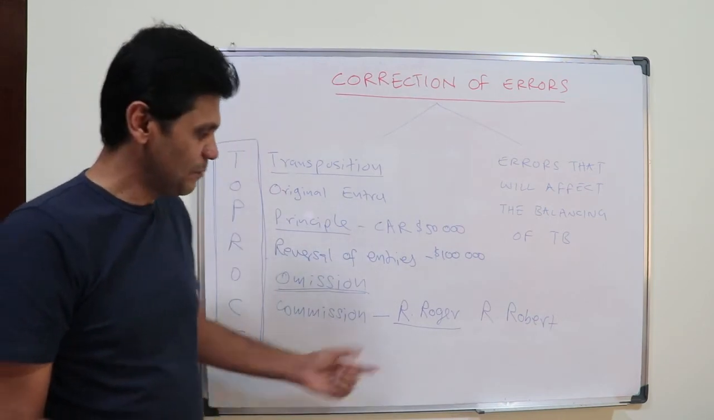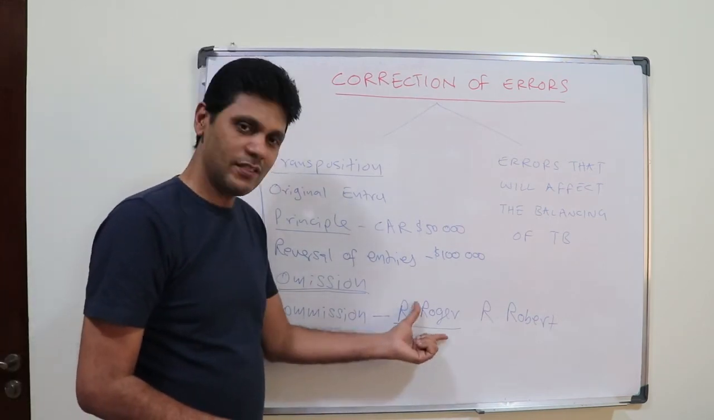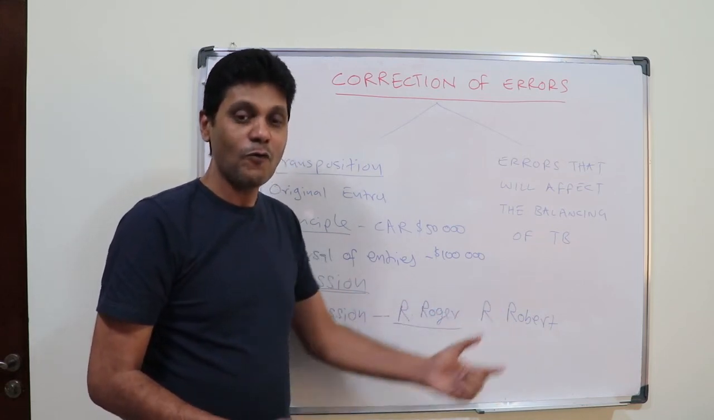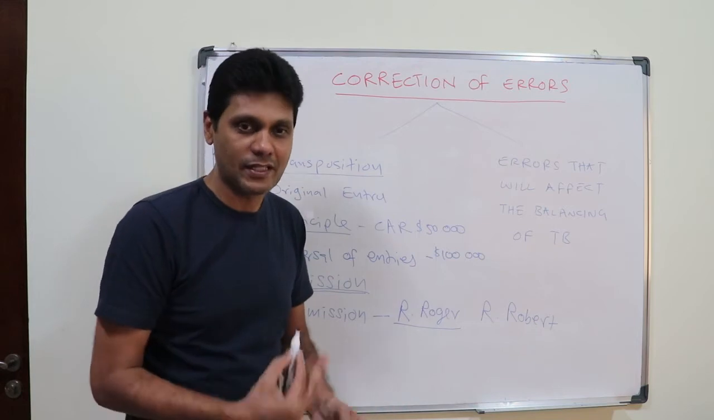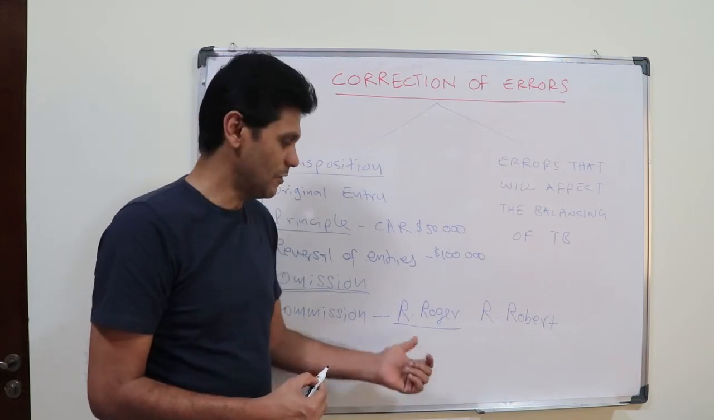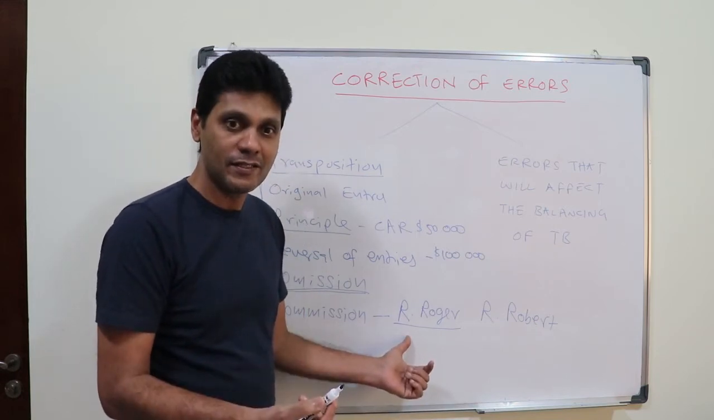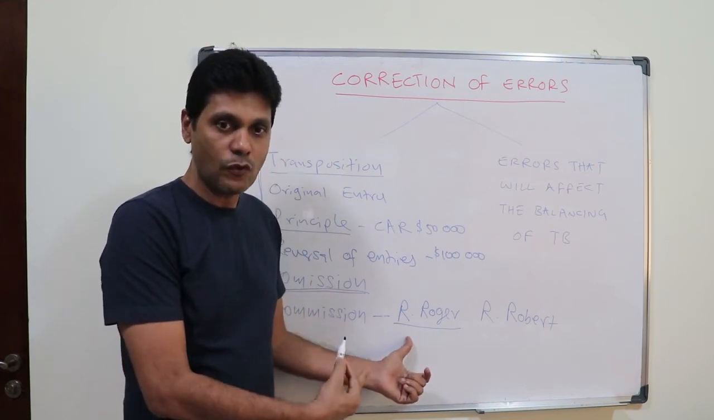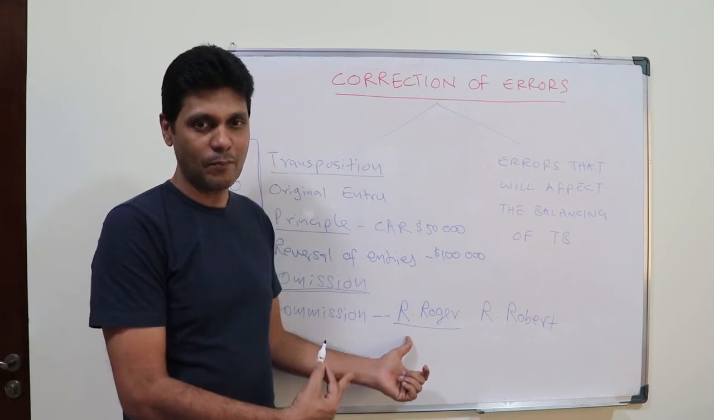You understand? Similar name, no? R. Rogers, but you credited R. Roberts. So how will you come to know that you have made a mistake? Because in fact R. Rogers paid. So if you have not credited this account, still the amount is outstanding from this particular supplier.